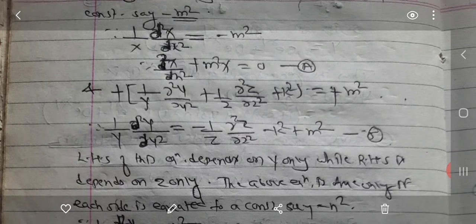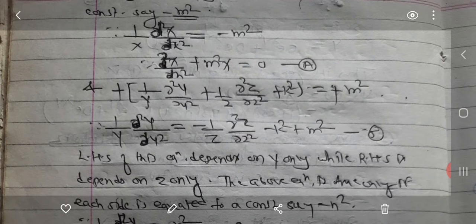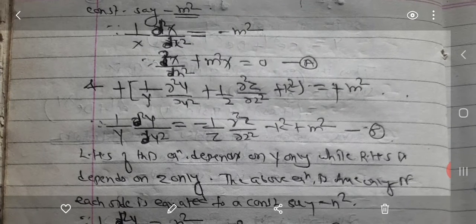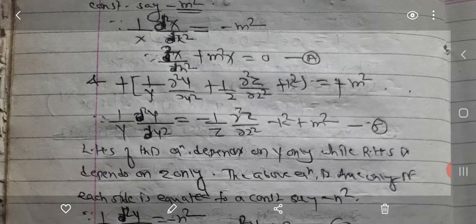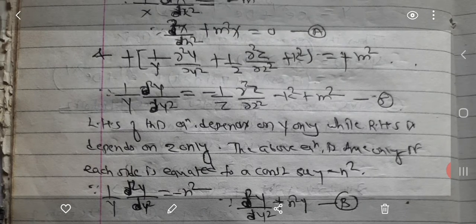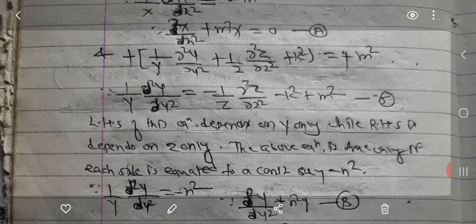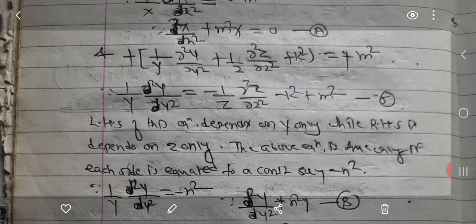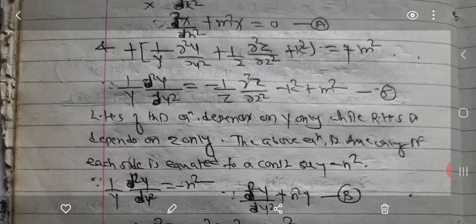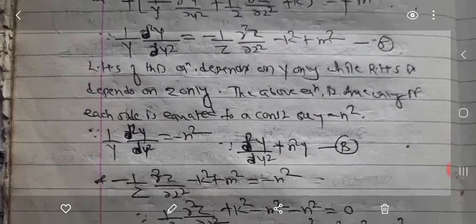Similarly, the right hand side can be written as minus, in bracket, 1 upon Y ∂²Y/∂y² plus 1 upon Z ∂²Z/∂z² plus k square, bracket complete, equal to minus m square. Both sides become negative, then it becomes positive, and therefore 1 upon Y d²Y/dy² equals minus 1 upon Z d²Z/dz² minus k square plus m square. Note this is equation 5. This can be written in the form of ordinary differential equations. The LHS of this equation depends on y only, while the RHS depends on z only.